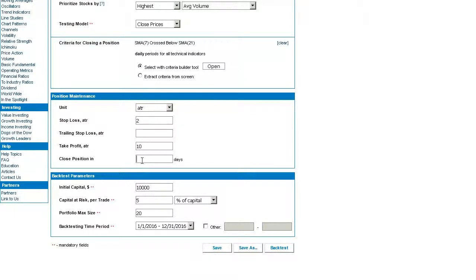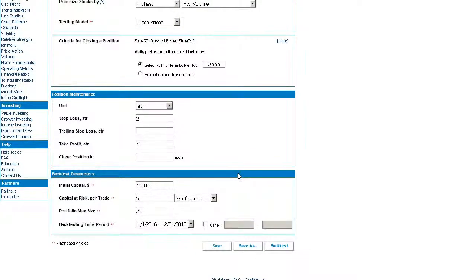Since we are going to test our strategy on historical data, we need to specify some parameters for the trading simulator. Let's set a value for initial capital, and we'll leave capital at risk, portfolio size, and backtesting time period to the default parameters. A capital at risk parameter asks us what portion of our capital we are willing to risk on a trade. Every time the trading simulator opens a position, it automatically calculates the amount of shares using that parameter so that the specified risk per trade is not exceeded.